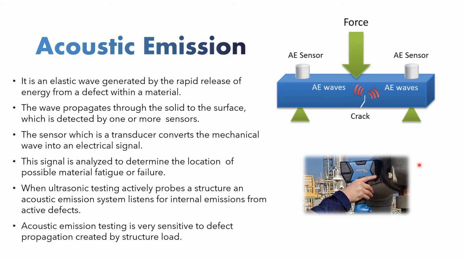So while ultrasonic testing actively probes a structure, an acoustic emission system is going to listen to the internal emissions from that crack or defect. So acoustic emission testing is very sensitive to defect propagation created by the structure load, because waves are pretty fast, yeah. It is therefore very effective testing.